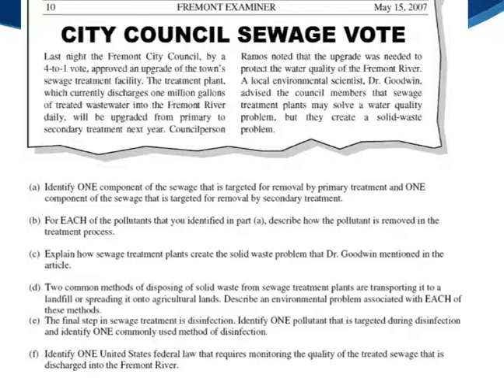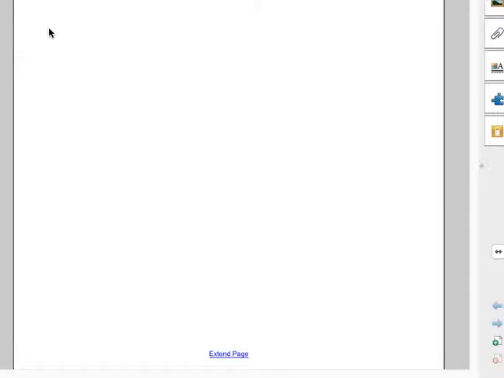waste problem. The first thing we are asked to do is identify one component of the sewage that is targeted for removal by primary treatment and one component of the sewage that is targeted for removal by secondary treatment. Okay, I'm going to switch here and type up some possible answers.